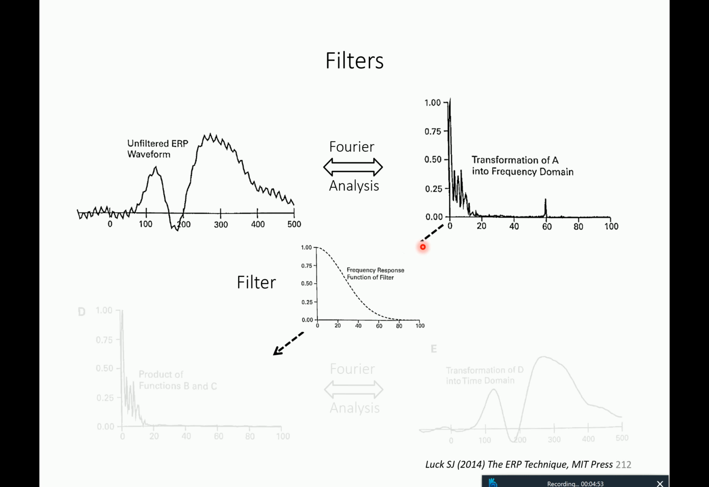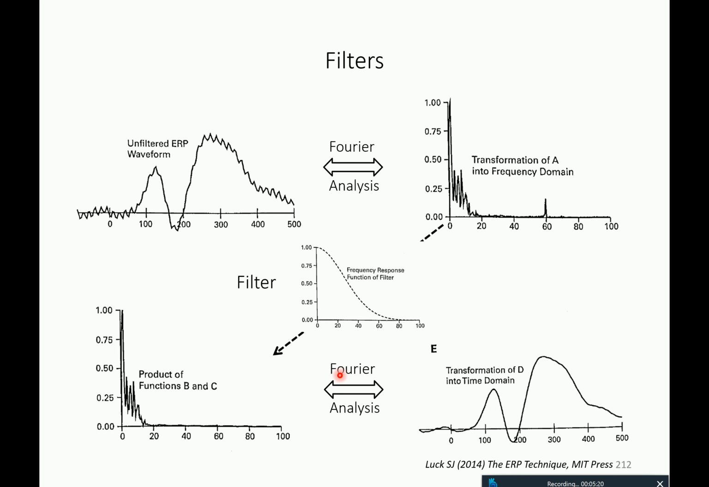If you apply this filter in the frequency domain, you do the Fourier transformation, then you fiddle with the frequency representation and get a new frequency representation. Then if you reconstruct the time data based on this new frequency profile, in this case, because you let low frequencies pass and you set essentially the 60 Hertz to 0, you would get a time course that now doesn't contain the 60 Hertz component anymore.